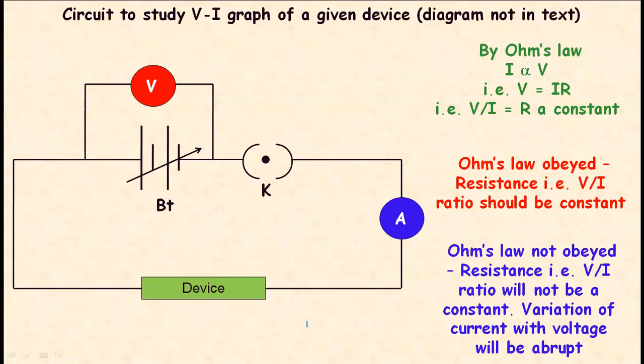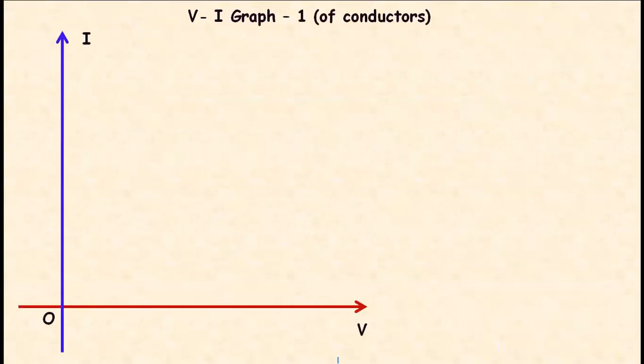Of course, when I change the voltage, the current will change. But the variation of current with respect to the voltage will be abrupt as far as devices which do not obey Ohm's law are concerned. Okay, right. Now, first let us draw the VI graph for conductors. So generally, all conductors will obey Ohm's law. That is, the ratio of voltage applied to the conductor to the current flowing through the conductor will always be a constant. That is, the resistance of the conductor will always remain constant.